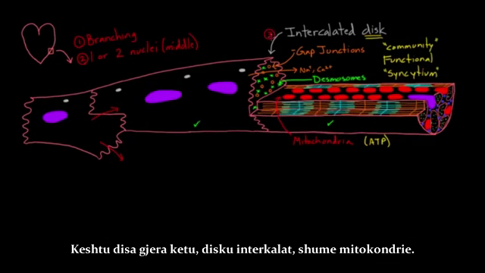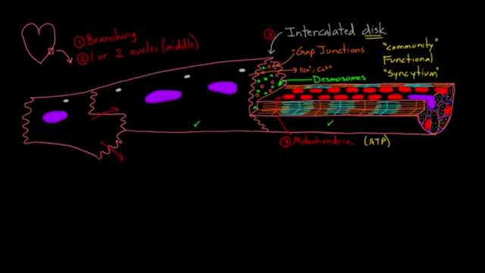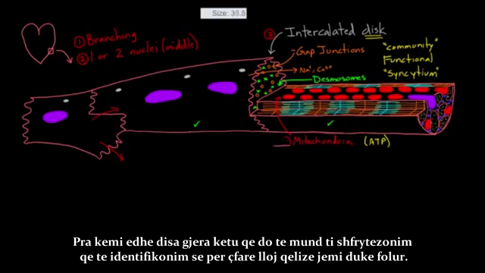So a couple things here. Intercalated disc, lots of mitochondria. So, let me actually change that to a number 4. So we have now a few more things here that we can use to identify what kind of cell we're talking about, right? Number 4.